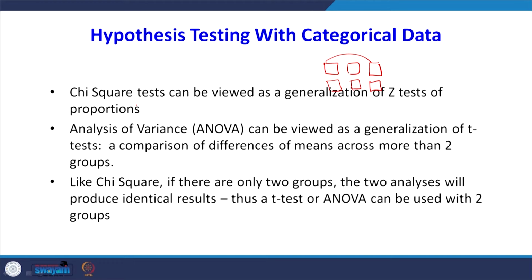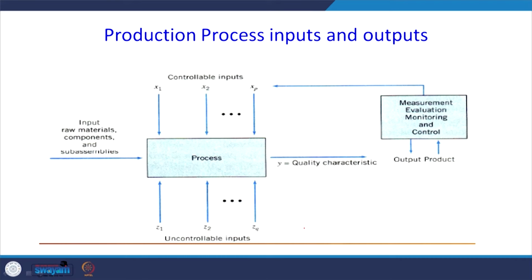So the chi-square test can be viewed as the generalization of the Z test of proportion. In the same way, ANOVA can be viewed as the generalization of the t-test, a comparison of difference of means across more than 2 groups. Like chi-square, if there are only 2 groups, the two analyses will produce identical results. Thus a t-test and ANOVA can both be used with 2 groups, and both will give you the same answer.